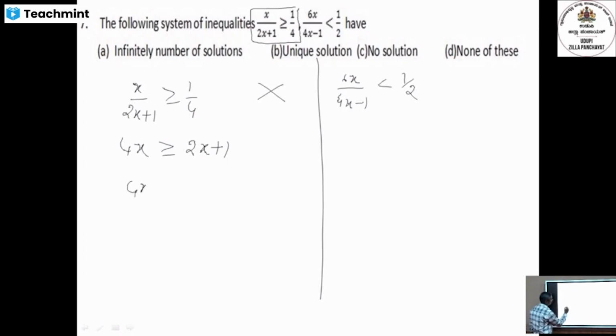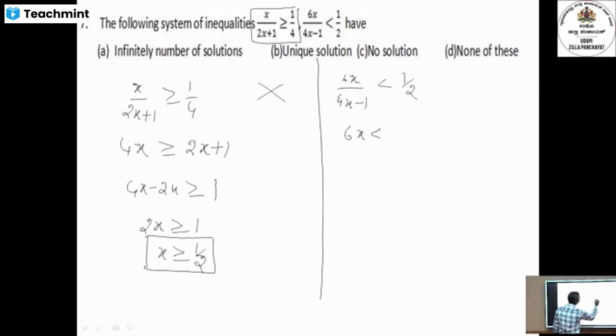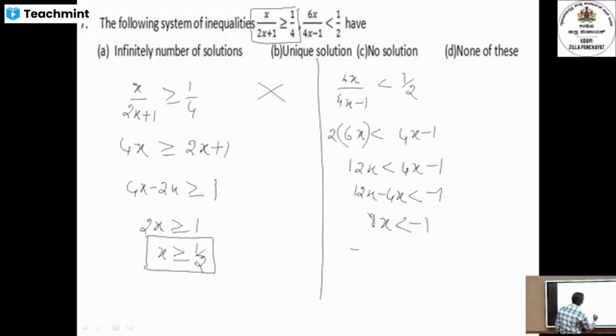Take 2x to the other side. 4x minus 2x greater than or equal to 1. So 2x greater than or equal to 1, so x greater than or equal to half. So x should be greater than or equal to half. Now consider the second one: 2 into 6x less than 4x minus 1. That means 12x less than 4x minus 1. So 12x minus 4x should be less than minus 1, or 8x should be less than minus 1. This implies x should be less than minus 1 by 8.